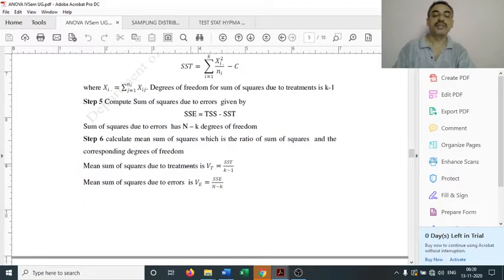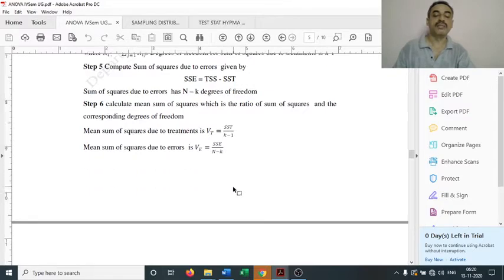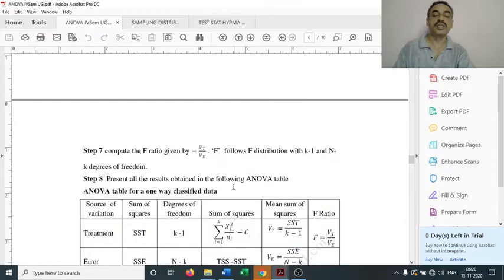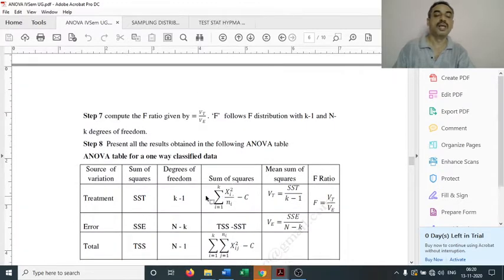Next, we are finding the mean sum of squares. Mean sum of squares is simply the ratio of the sum of squares obtained and the degrees of freedom. That is, VT is the mean sum of squares for treatments, and it is SST by the degrees of freedom of SST, k minus 1. Likewise, the mean sum of squares due to errors is VE, that is the sum of squares due to errors divided by its degrees of freedom, that is n minus k. That's about the mean sum of squares. Next, we are presenting all these things in a table called ANOVA table. That is the ANOVA table for one-way classified data.